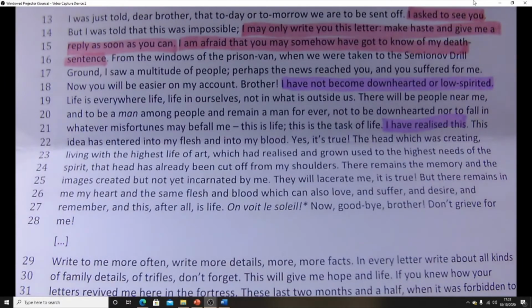From the windows of the prison van, when we were taken to the Semenov drill ground, I saw a multitude of people. Perhaps the news reached you, and you suffered for me.